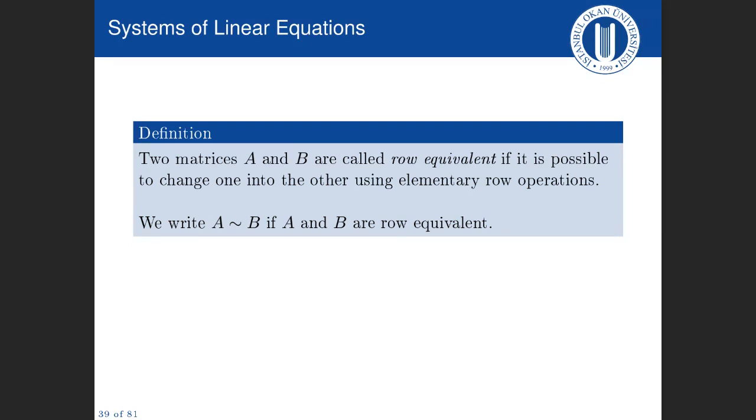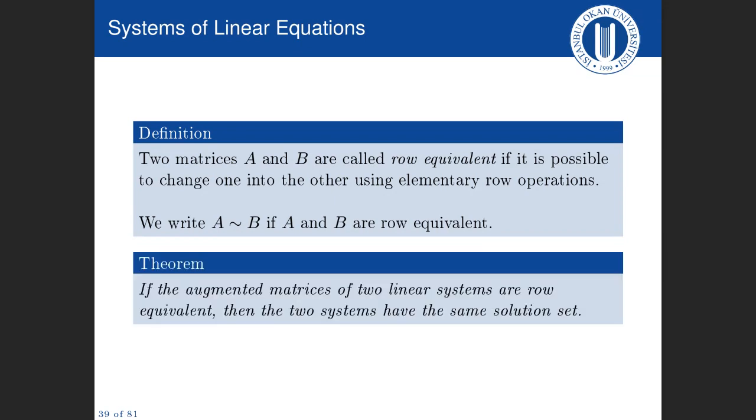Two matrices, A and B, are called row equivalent if it's possible to change one into the other using elementary row operations. We have notation for this. We write A tilde B if A and B are row equivalent. Theorem. If the augmented matrices of two linear systems are row equivalent, then the two systems have the same solution set.